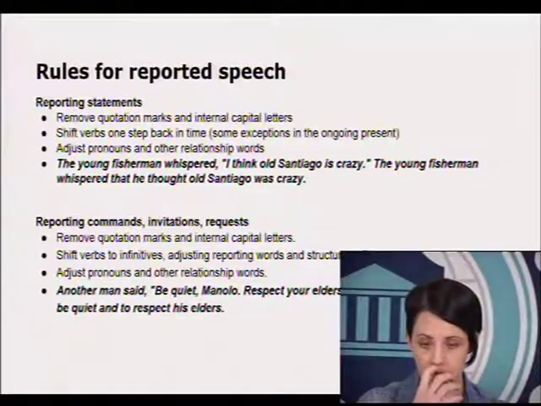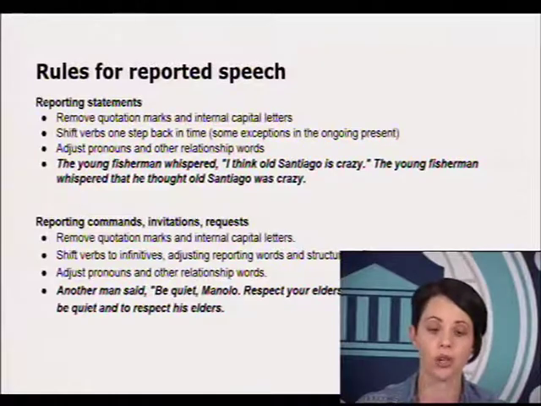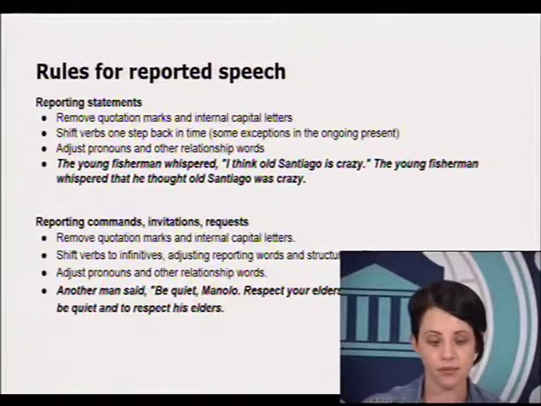So direct speech is where you put the quotation marks. Indirect speech would be the second sentence. The young fisherman whispered that he thought old Santiago was crazy.